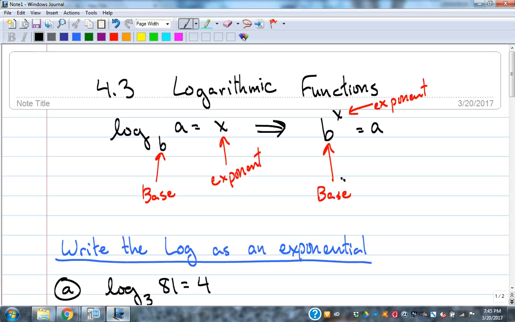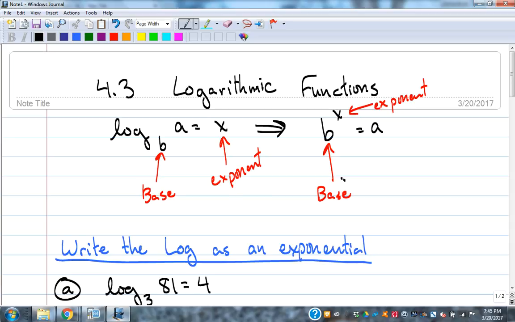So we're going to work our way through here. The first thing we're going to work on is taking a logarithm and rewriting it as an exponential statement. And then we're going to go the other direction, taking an exponential statement and rewriting it as a log. They have the same components, they're just in different locations.